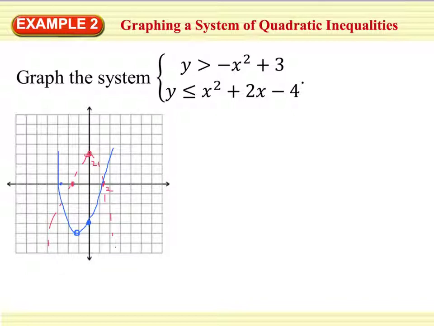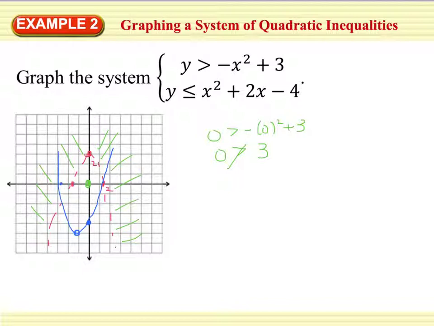So then I now have to go ahead and finish my shading. Because 0, 0 doesn't fall on either one of my graphs, I'm going to use that. When I plug that into my first equation, I have 0 is greater than negative 0 squared plus 3, which gives me 0 is greater than 3. This is not true, so I have to shade outside of that function. So I'll get something like that.